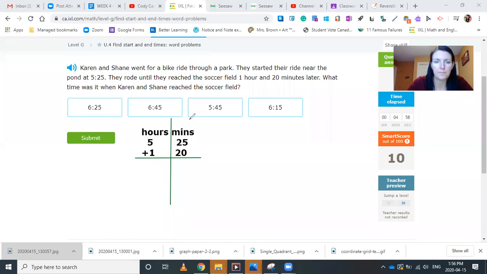Okay, so 5 plus 0 is 5. 2 plus 2 is 4. 5 plus 1 is 6. Do we need to do anything to our 45? No. Remember, 60 minutes in 1 hour. We're not yet at 60, so we don't need to convert anything with this one. So we have got the time as 6:45. Do we see that as an option there? Yeah, we do. 6:45. Let's go.